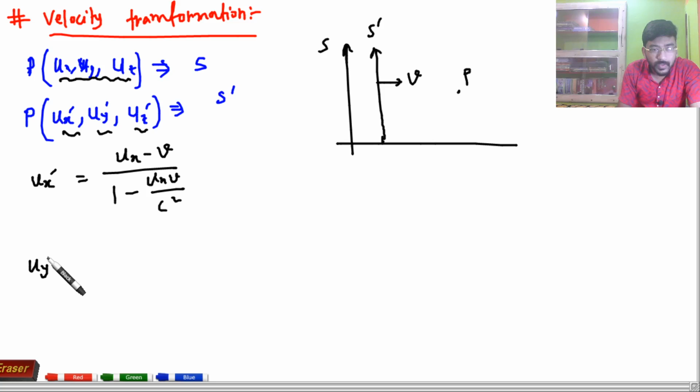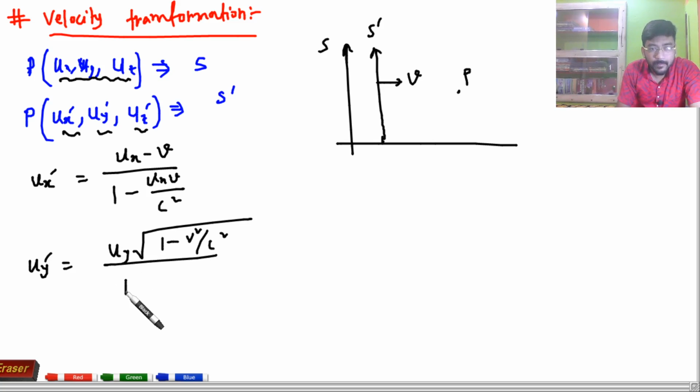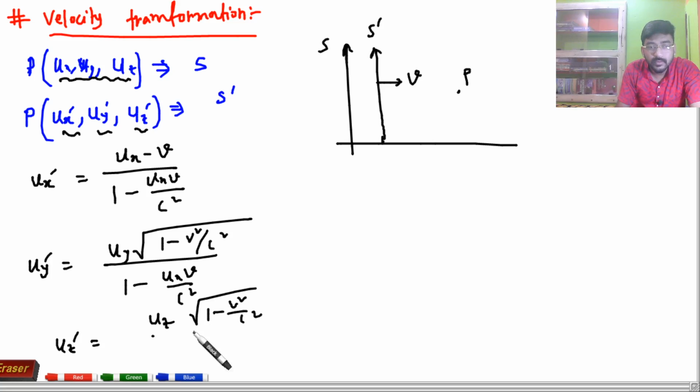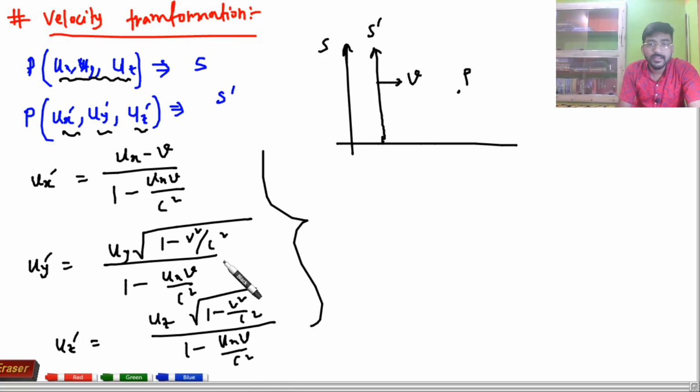Similarly, you can find uy dash is equal to uy root 1 minus v square upon c square divided by 1 minus ux v upon c square, and uz dash is equal to uz root 1 minus v square upon c square divided by 1 minus ux v upon c square. And you can see in the results that the denominator is the same in each case, and the component of velocity is that in which direction the frame is moving. So here the frame is moving along the x direction, so here the component of velocity is ux.